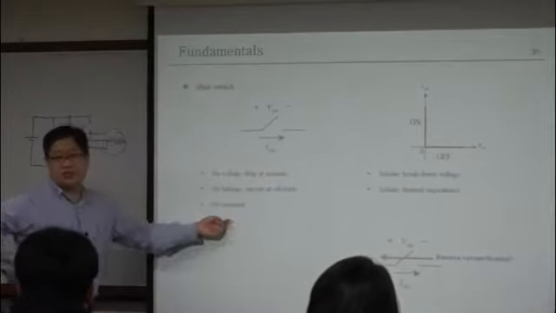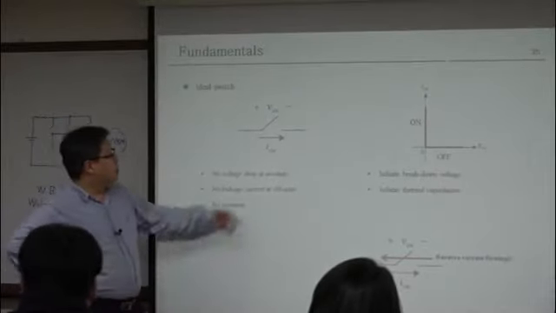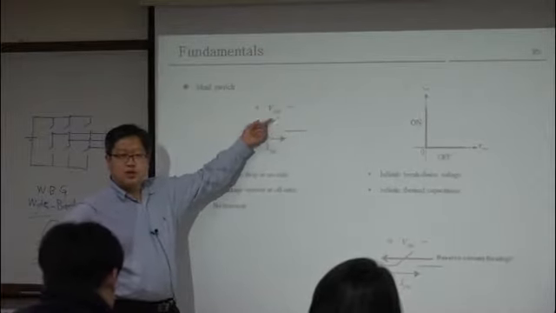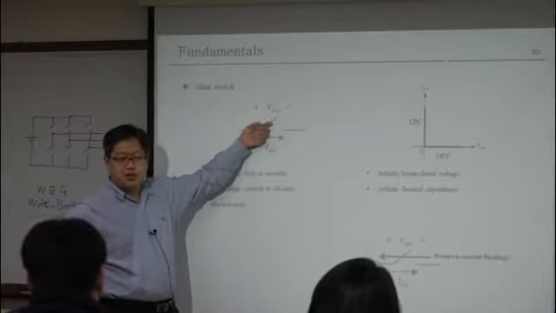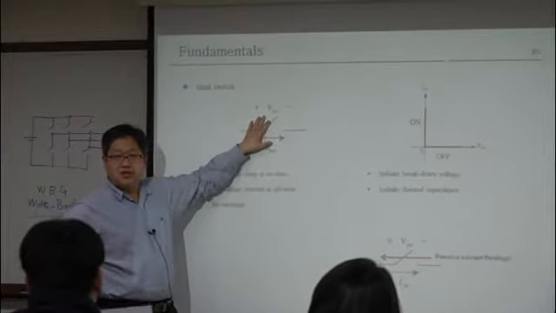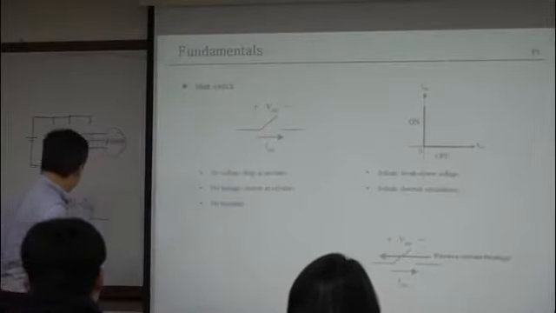And no transient. What does it mean? When you turn on and turn off your switch, there's no transient. It means that in practice you have the transient, right? But an ideal switch doesn't have the transient. Okay.